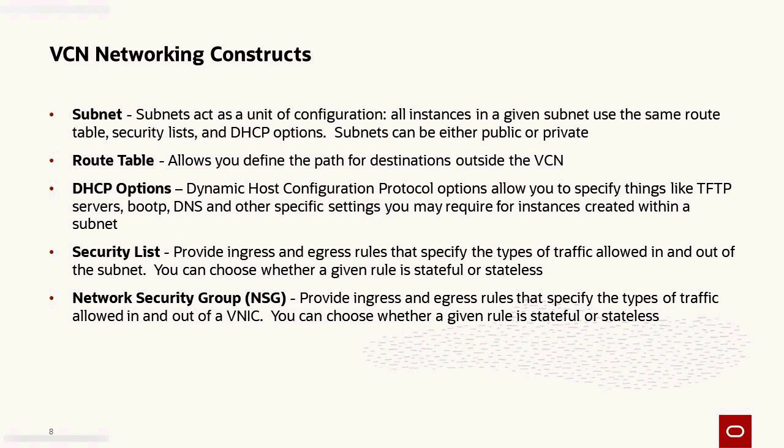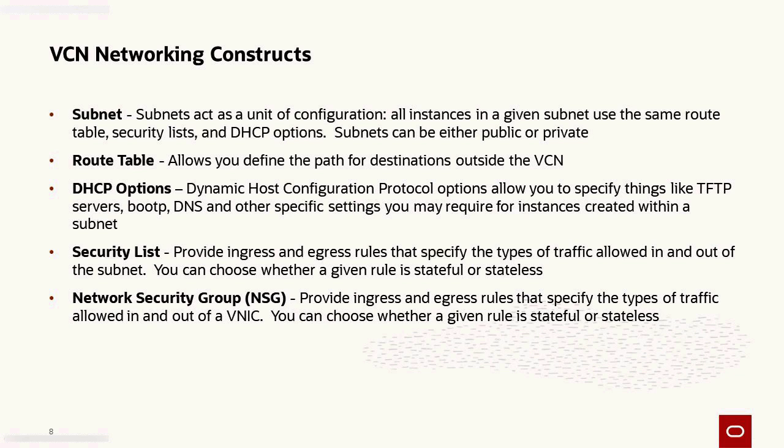Here are the main networking constructs for the VCN. Starting with the subnet, this acts as a unit of configuration to host your resources such as compute instances, load balancers, or databases. All subnets consist of a route table which defines the path for destinations that are outside the VCN.